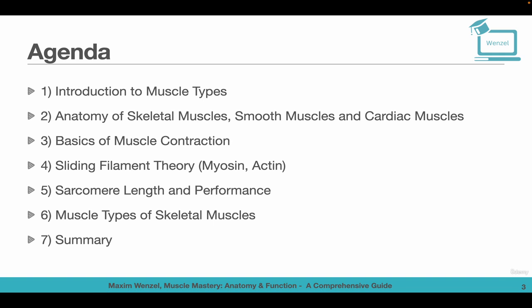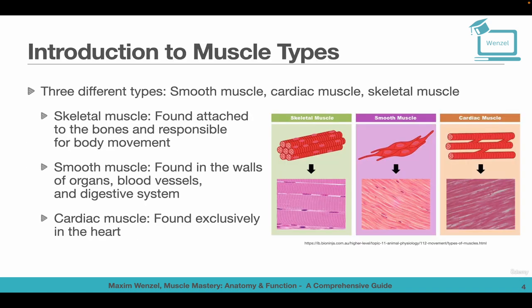So, as I said in the agenda, the first point will be an introduction to muscle types in general. We will talk about the different muscle types which are found in your body. We have three different types, as I said: the smooth muscle, the cardiac muscle, and the skeletal muscle. We will be starting with the skeletal muscle, and this one is found attached to the bones and is responsible for body movement in general.